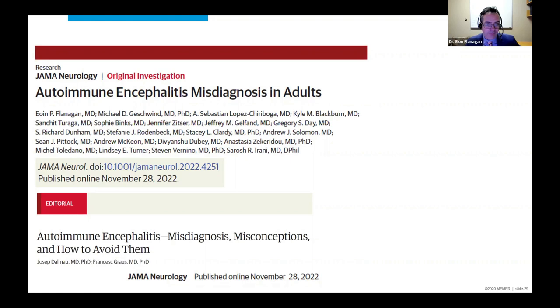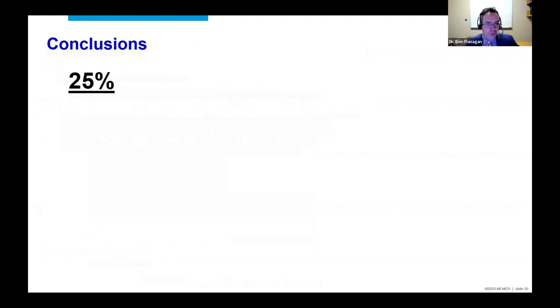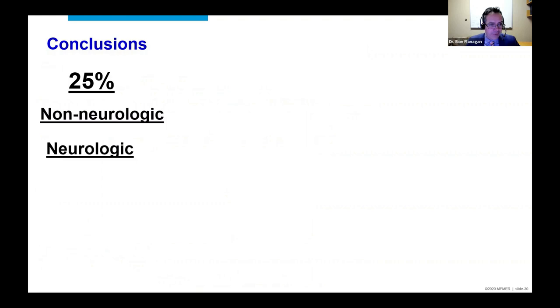So in conclusion, we talked today that up to a quarter of patients who are referred to these centers can have autoimmune encephalitis misdiagnosis, and that there were two major categories. We had the neurologic categories like neurodegenerative disorders, brain tumors, and then we had the non-neurologic, falling in the category of psychiatric disorders, functional neurologic disorders, which may fall under the category of neurologic, but a different type of disorder that requires a different treatment.